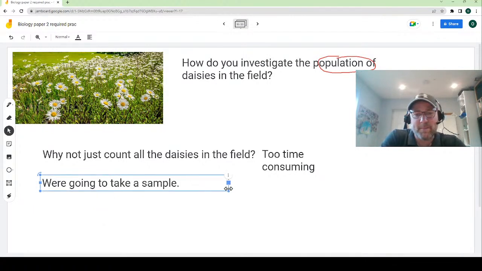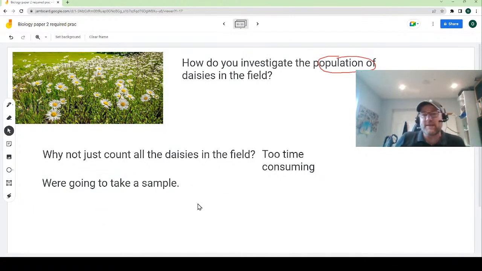Now, if you're doing the AQA syllabus, there's really only two main core practicals that ever come up in the biology paper 2, and that is this practical that we're doing right now and the ruler drop practical, which we'll look at later. But if you're doing Edexcel, you don't need the ruler drop practical. So we'll look at that later. Right, we're going to take a sample.